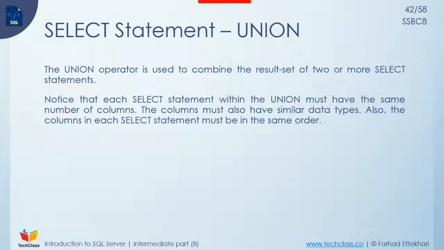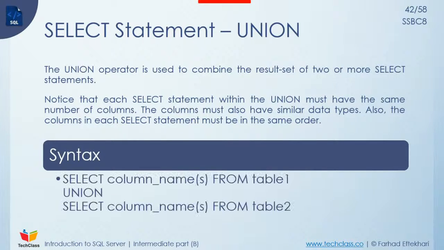Alright, now let's see what is union. The union operator is used to combine the result set of two or more select statements. Notice that each select statement within the union must have the same number of columns. The columns must also have similar data types. Also, the columns in each SQL statement must be in the same order. And here is the syntax that we have to use in order to use union.